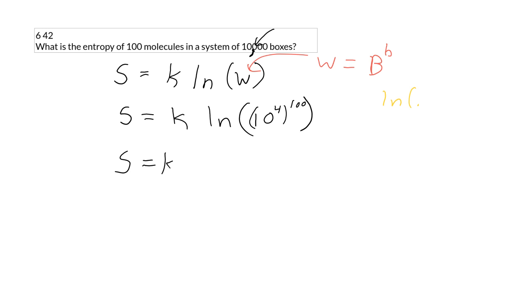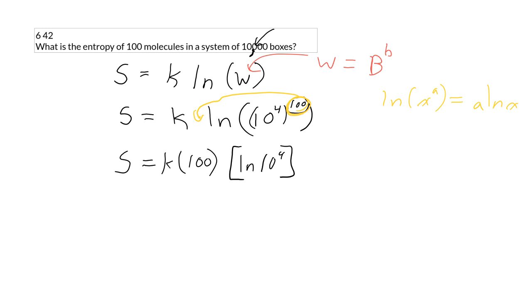The natural log of x to the a power happens to be equal to a times the natural log of x. So I can take this 100 here and move it outside my logarithm. So I'm going to have k times 100 times the natural log of 10,000. Now we have something our calculator can handle.